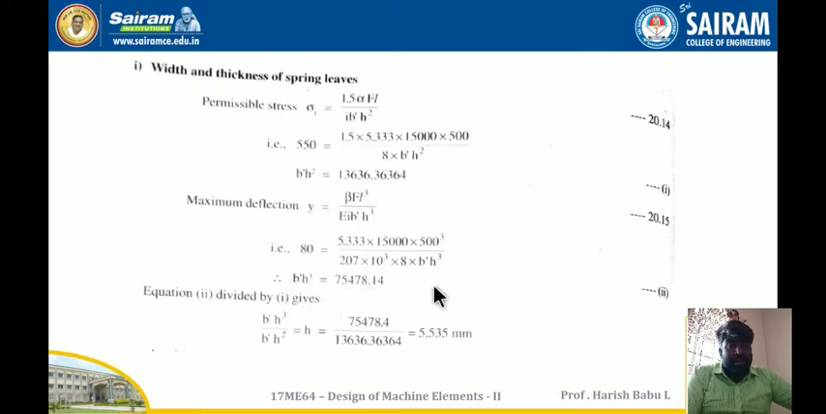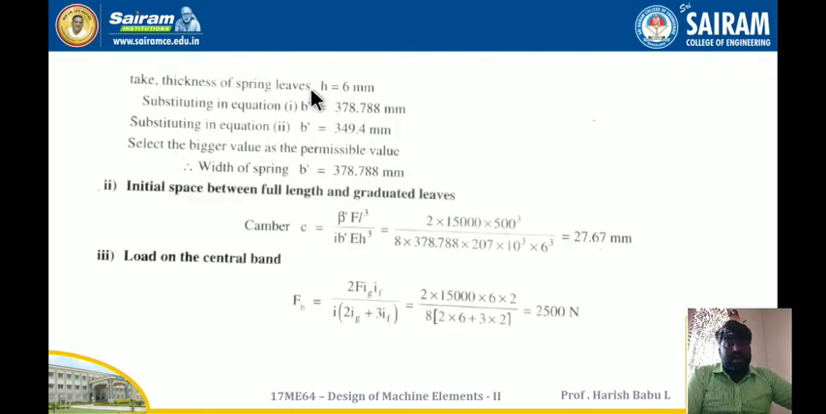I am going to get b dash h cube as 75478.14. When I divide equation 2 by equation 1, I get h as 5.535 mm. So h I am going to get as 6 mm. So I want to take h as 6 mm. So b dash will be 378.788. From equation 2, b dash will be 349.44. So selecting the bigger value, that is 378.788, as the width of the spring.